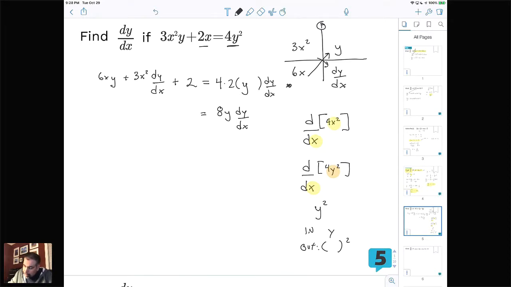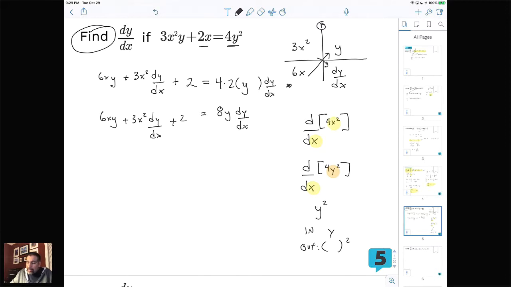I also saw a lot of people coming up with the correct answer on the other side. So let's clean this up. We've got 6xy plus 3x squared dy over dx plus 2 equals 8y dy over dx. Just for terminology purposes, it is correct to say, in my opinion, that I have taken the derivative of both sides of this equation. I feel like that's perfectly legitimate. It is not correct to say I have found the derivative, though, because the word find means to solve, and we don't have it solved until we have dy over dx by itself.